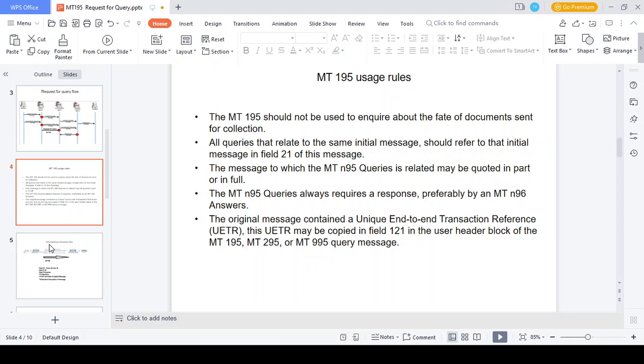So based on the UETR number, the transaction inquiry should happen. Likewise, MT195, MT295, MT995 are all query messages only.